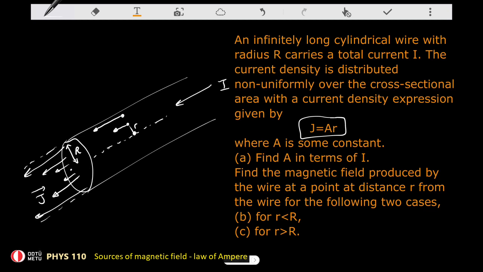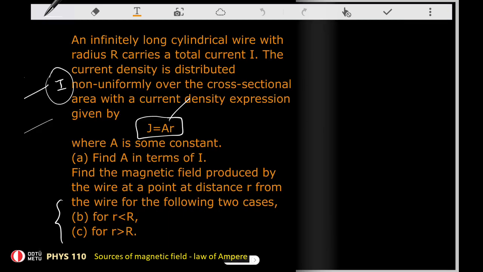So there's this kind of a current distribution, and our job is to compute, of course, the magnetic field inside and outside the wire. But the first problem is to find a relationship between the constant that appears inside the current density expression and the total current. And when I'm solving that problem, I will essentially solve the whole problem, more or less. So let's just go over this part first.